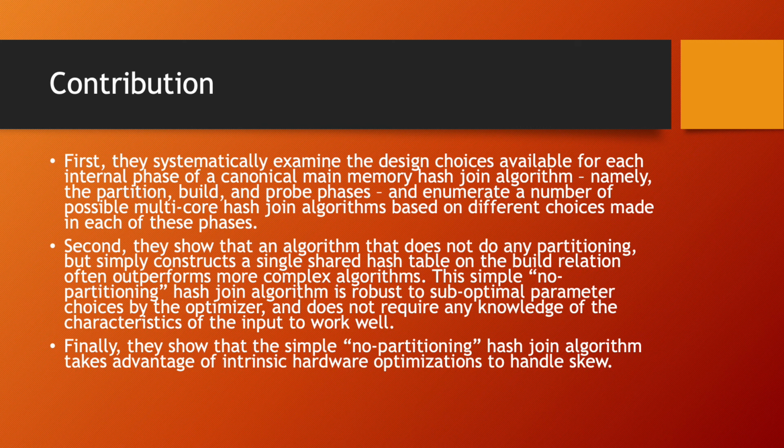Second, they show that an algorithm that does not do any partitioning but simply constructs a single shared hash table on the build relation then outperforms more complex algorithms. The simple no partitioning hash join algorithm is robust to suboptimal parameter choices by the optimizer and does not require any knowledge of the characteristics of the input to work well. Finally, they show that the simple no partitioning hash join algorithm takes advantage of intrinsic hardware optimizations to handle skew.